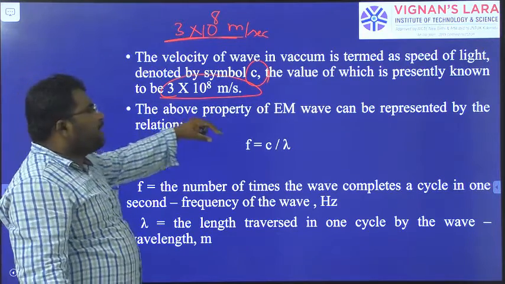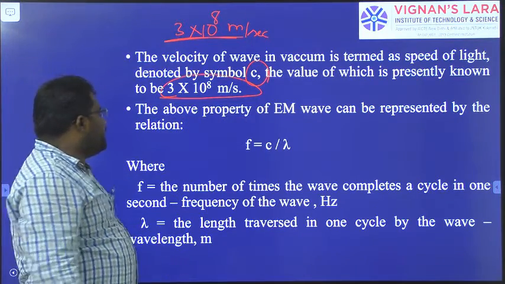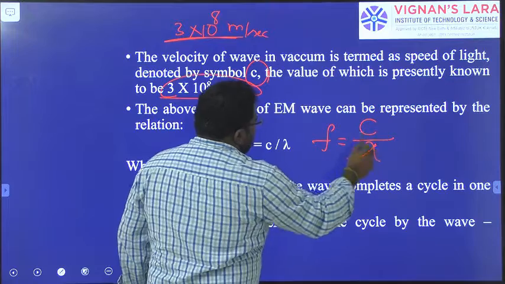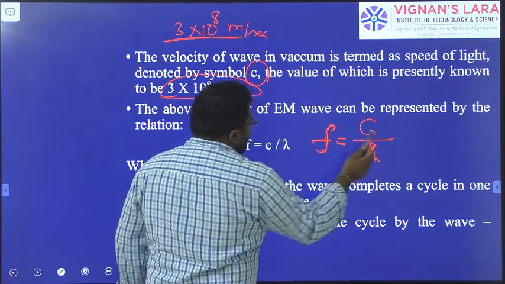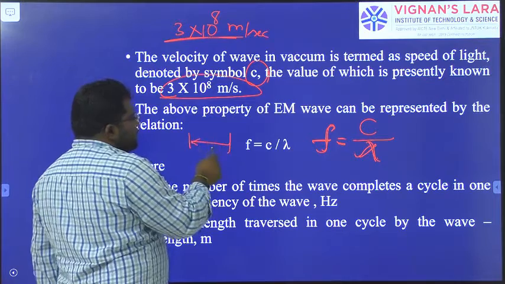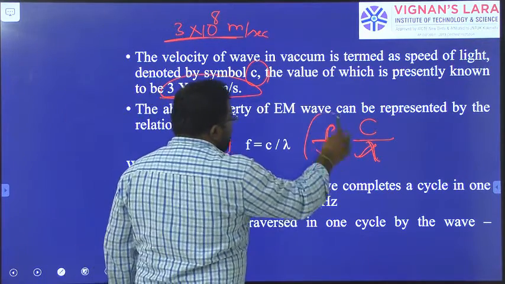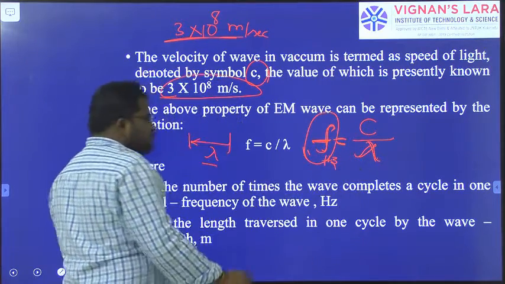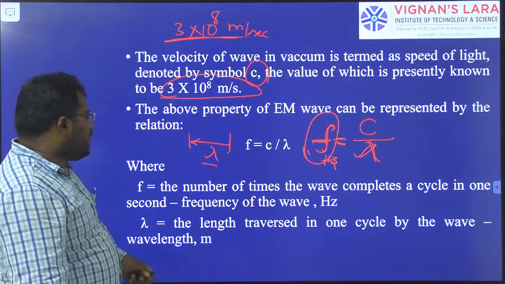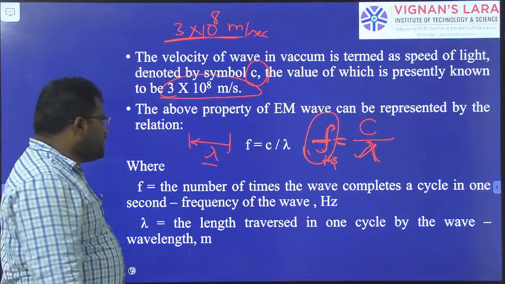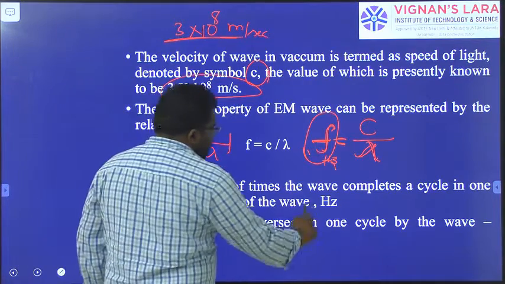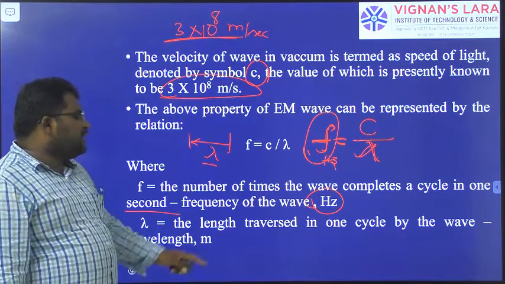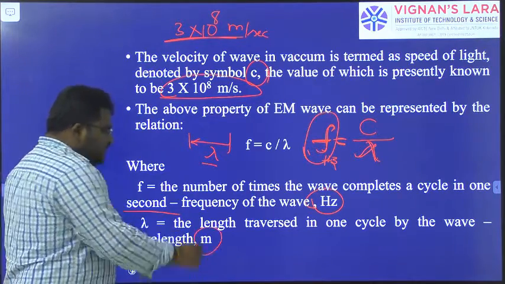Next, the above property of electromagnetic waves can be represented by the relation f equals c divided by lambda, where c is the speed of light, f is the frequency, and lambda is the wavelength. Lambda is the distance from crest to crest, and frequency is how many waves pass a particular location. Frequency is given in hertz and lambda is normally given in meters. f is the number of times the wave completes a cycle in 1 second, and its unit is hertz. Lambda is the length traveled in 1 cycle by the wave, measured in meters.